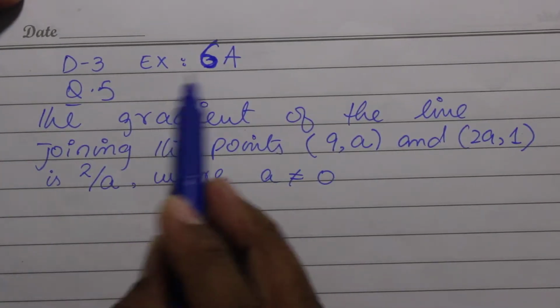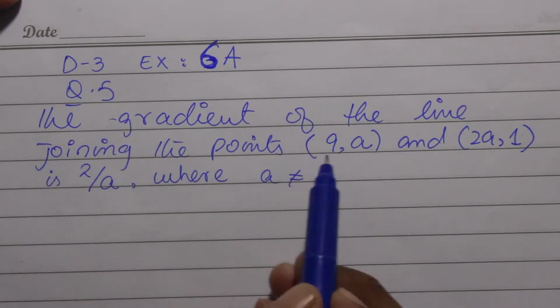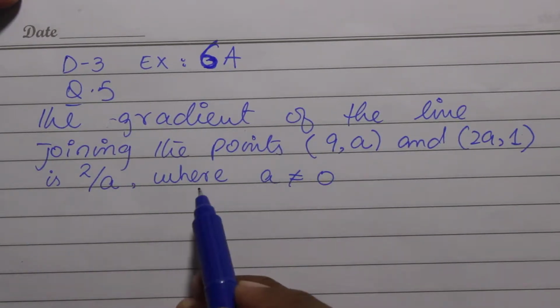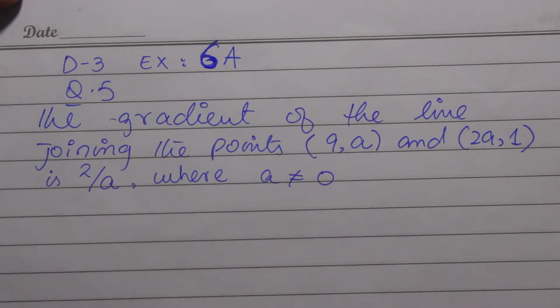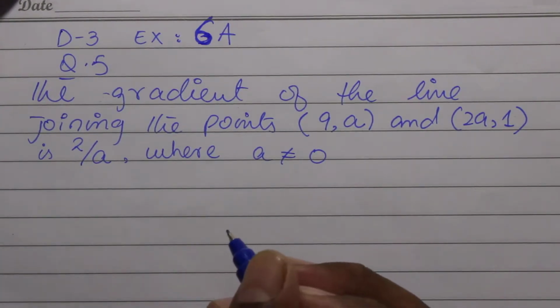D3 exercise 6a question number 5. The gradient of the line joining the points (9, a) and (2a, 1) is 2 upon a, where a is not equal to 0. हमारे पास gradient वाला question है. Now first of all we must know the points.